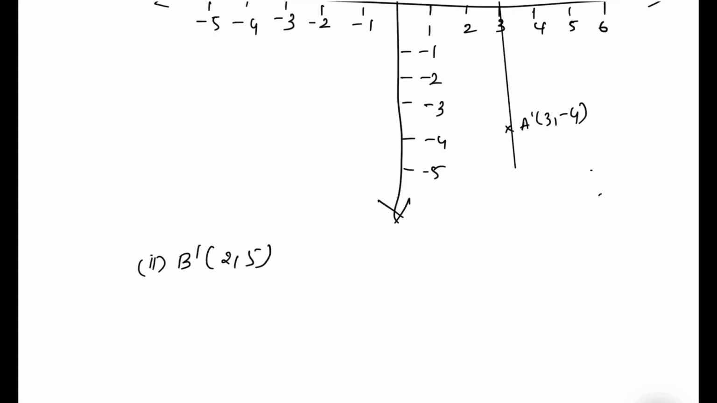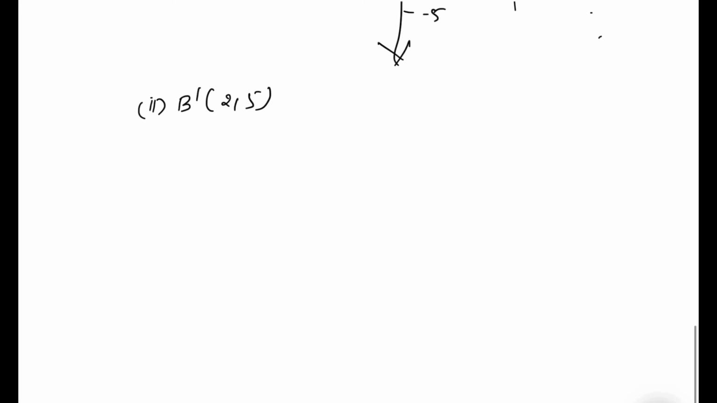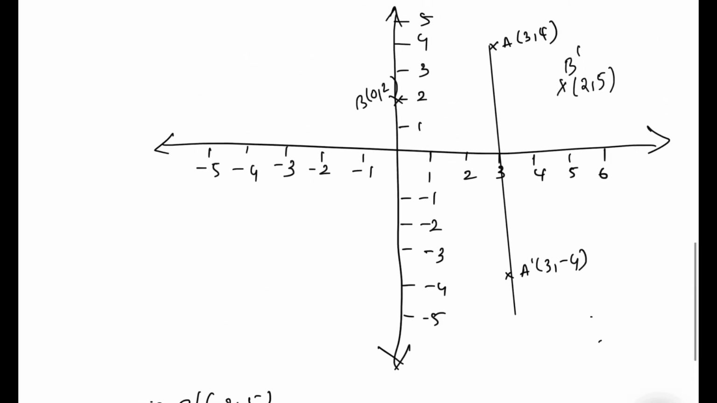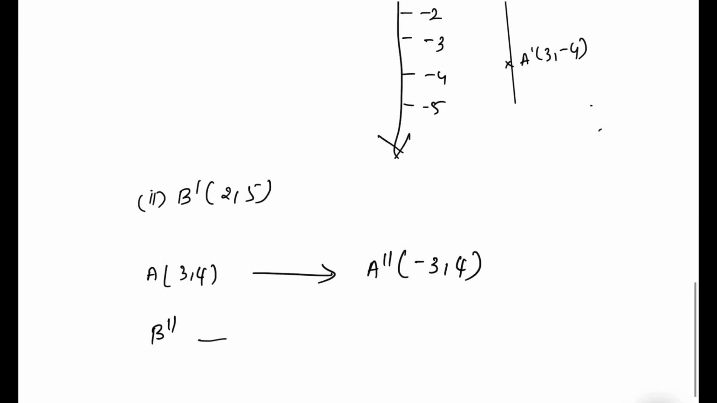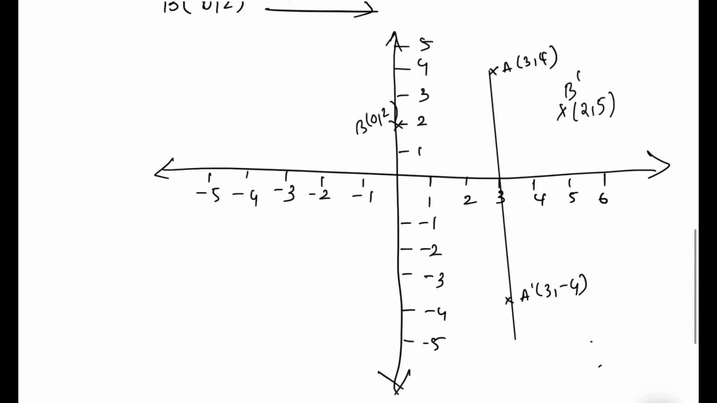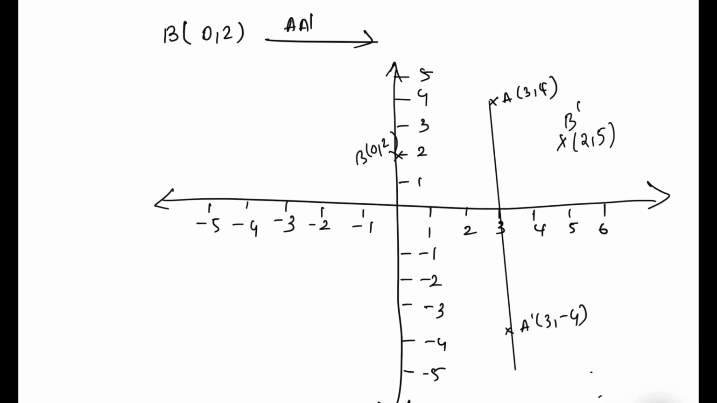Now what is the next sub question? A double dash of A under reflection in the y-axis. So A we had 3, 4. Reflection on y-axis, right? So you get A double dash as -3, 4. And B double dash of B under reflection in A double dash. So A double dash, minus 3, 4 will be my A double dash.